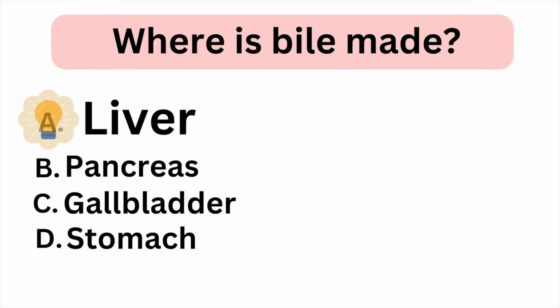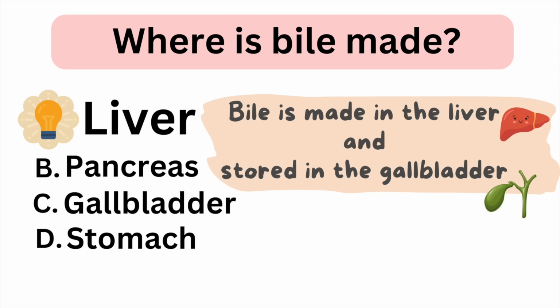Our answer here is the liver. Bile is made in the liver and stored in the gallbladder. When food is eaten, the gallbladder contracts and releases bile into the small intestines to help break down fats.